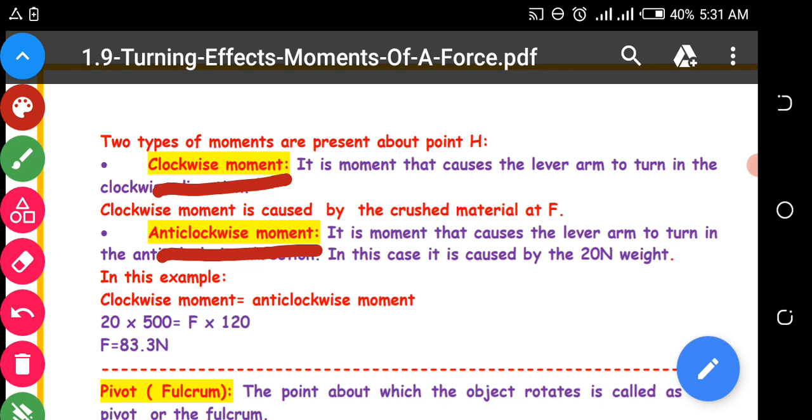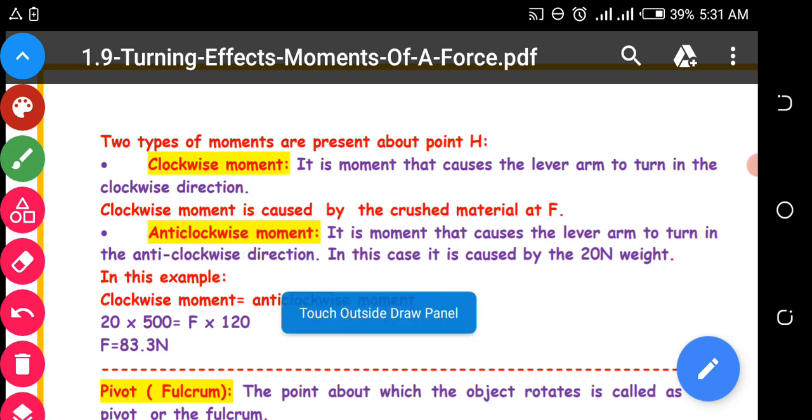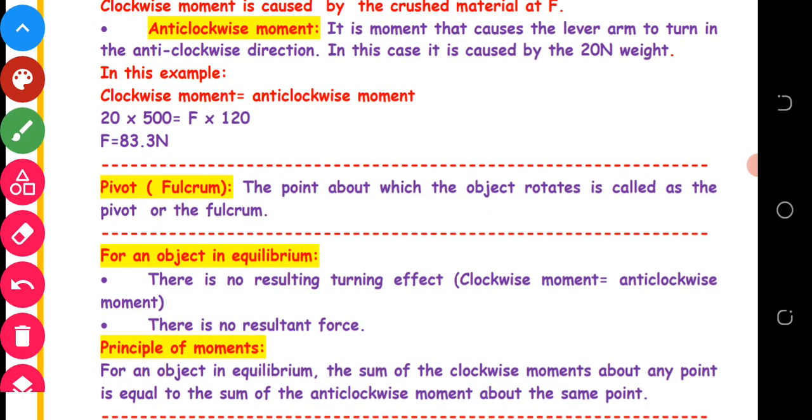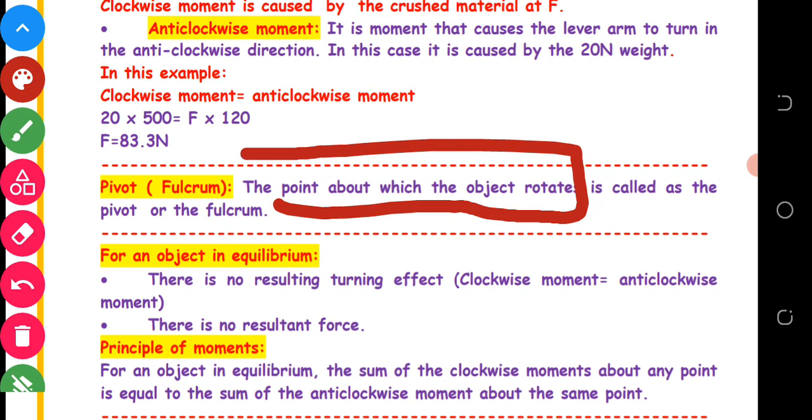And then apart from identifying the clockwise and anti-clockwise moments, we should also be able to identify what is known as the pivot or the fulcrum. This pivot or fulcrum is just the point at which the object rotates. So every time we are solving questions on moments, we pay attention to three things. Which ones are the clockwise moments? Which ones are the anti-clockwise moments? And where is our pivot?